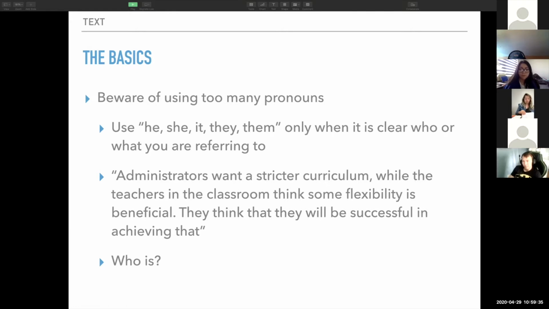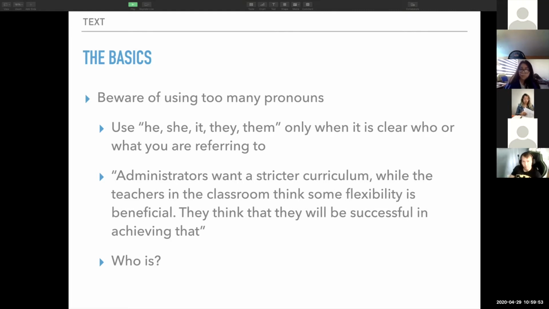And so you want to make sure that you're being very explicit in what the subject or the topic that you're referring to is, because it's very easy to get drowned out in pronouns and then go, wait, what are they talking about? Like, take this for example.